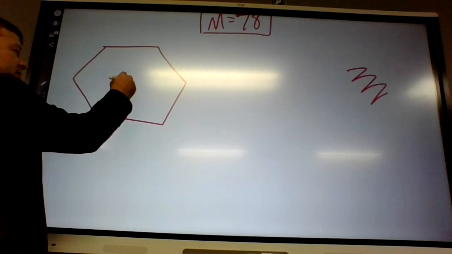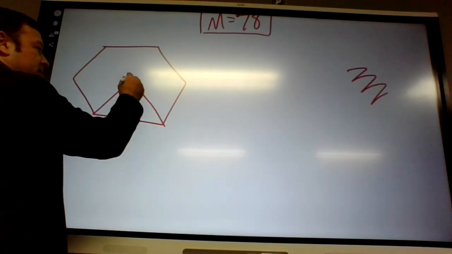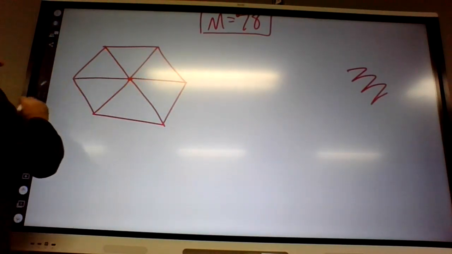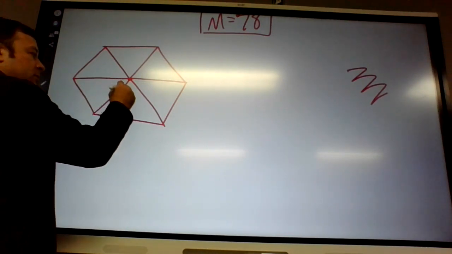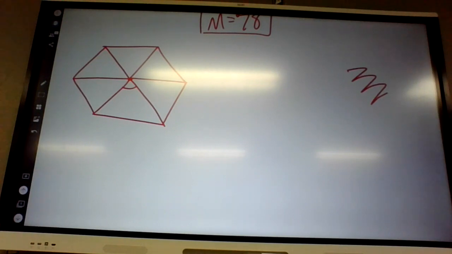It turns out if you draw the center of the hexagon and then draw these out here like this, you can split it up into 6 congruent triangles. And do you guys know what this angle right here would have to be? Why is it 60? Well, it looks like it, but how do we know?